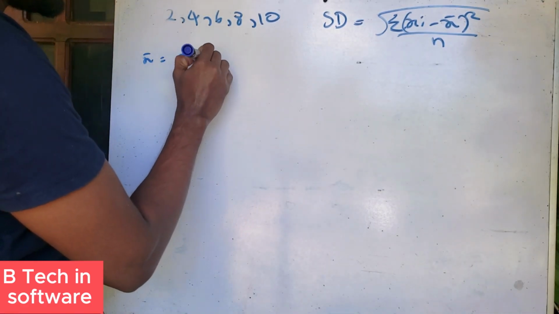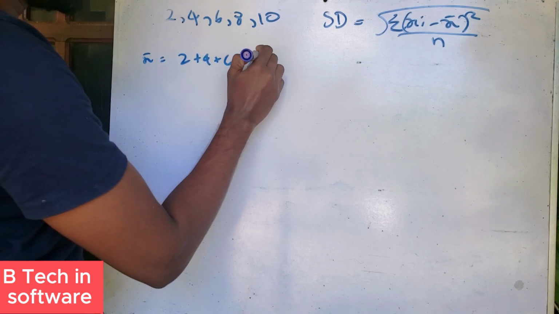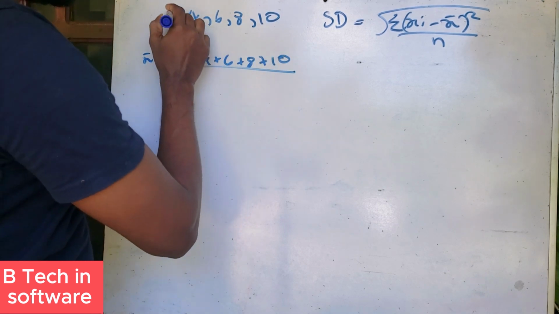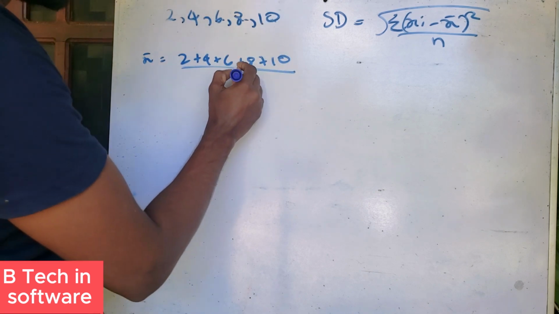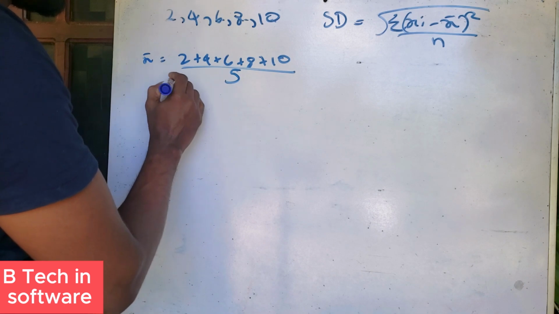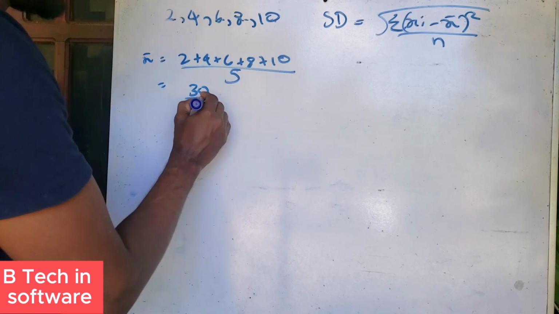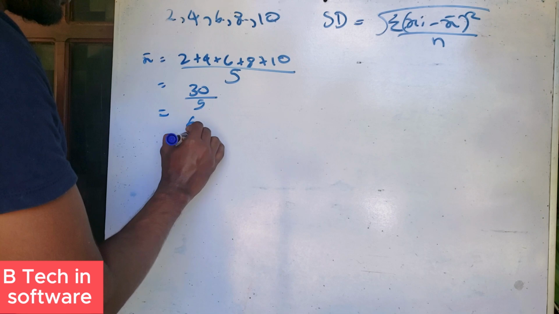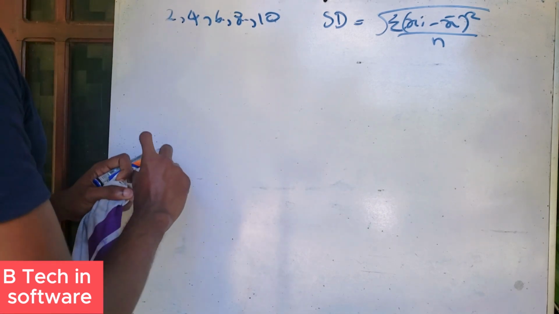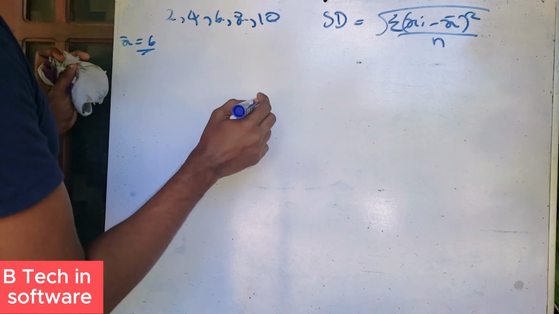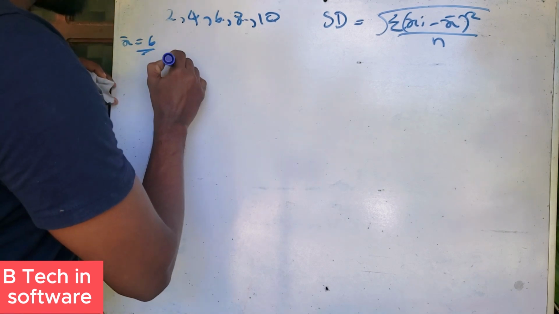You need to add all those values and divide by the number of elements, 1 2 3 4 5. The sum is 30, divided by 5. The mean is 6. Now we can find standard deviation. X bar is 6.